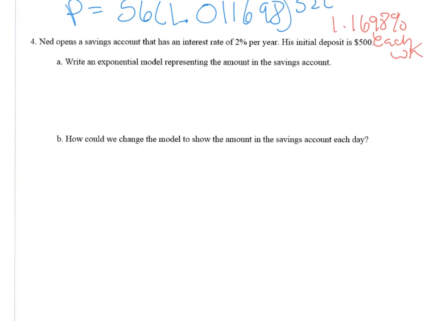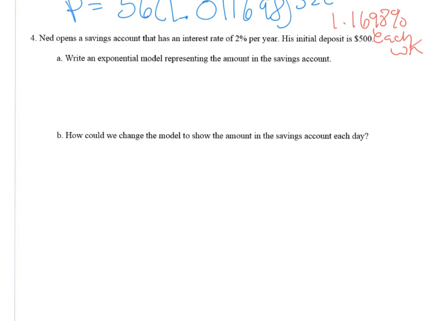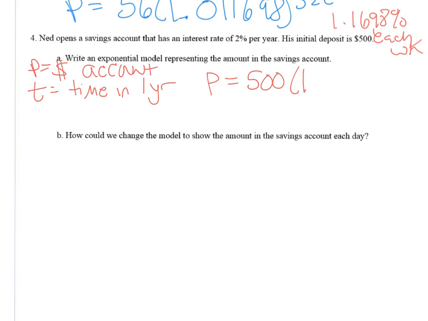Okay, and last but not least for the homework, P is going to be the money in the account, and T is going to be time in 1 year time units. So P is $500 times 1 plus 0.02 to the T. So I'm just going to combine my 1 plus 0.02.